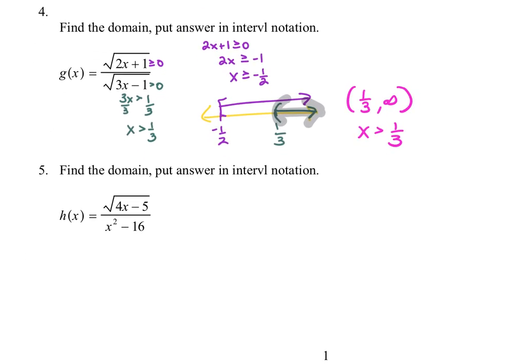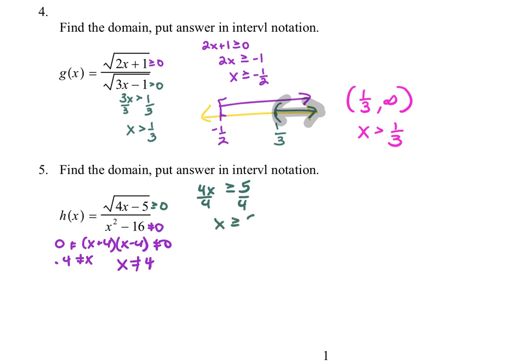Now 5 has your square root in your numerator, so again, greater than or equal to 0 on that one, and the denominator can't equal 0. So you factor this or use the even root, and then split and solve, and you get x cannot equal negative 4 or positive 4 on the number line. And in the numerator, 4x would be greater than or equal to 5, so x is greater than or equal to 5/4.